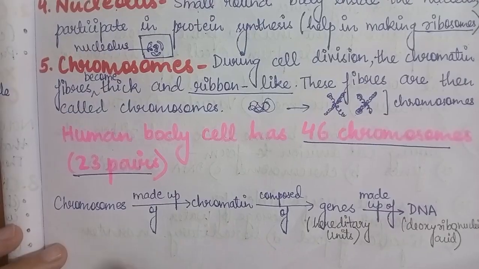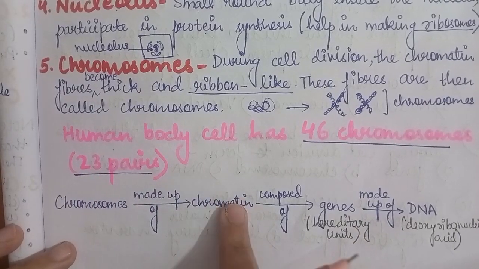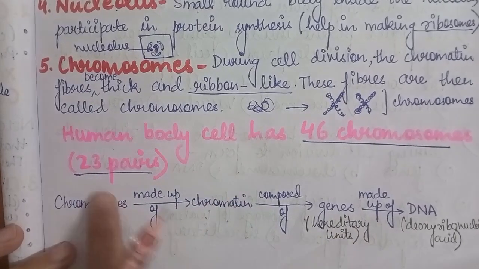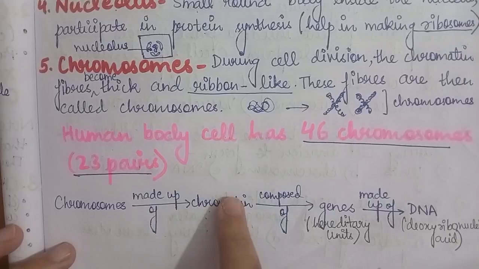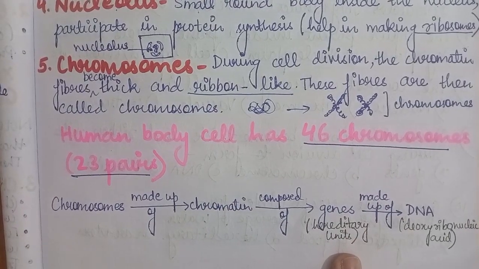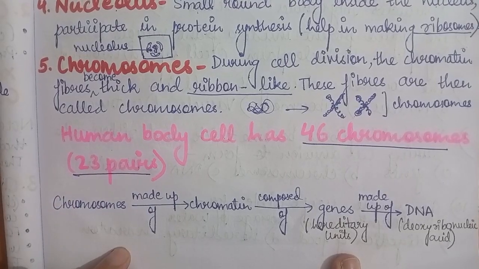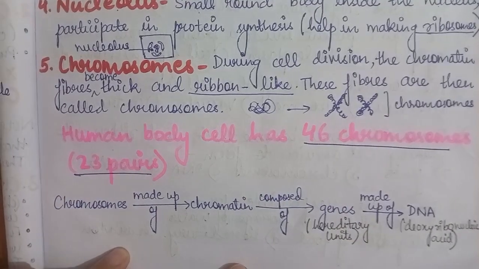Now let's compile everything. These chromosomes are made up of chromatin. This chromatin condenses and forms chromosomes. This chromatin is composed of genes, which are our hereditary units. We know that 23 chromosomes came from our mother and 23 chromosomes came from our father.